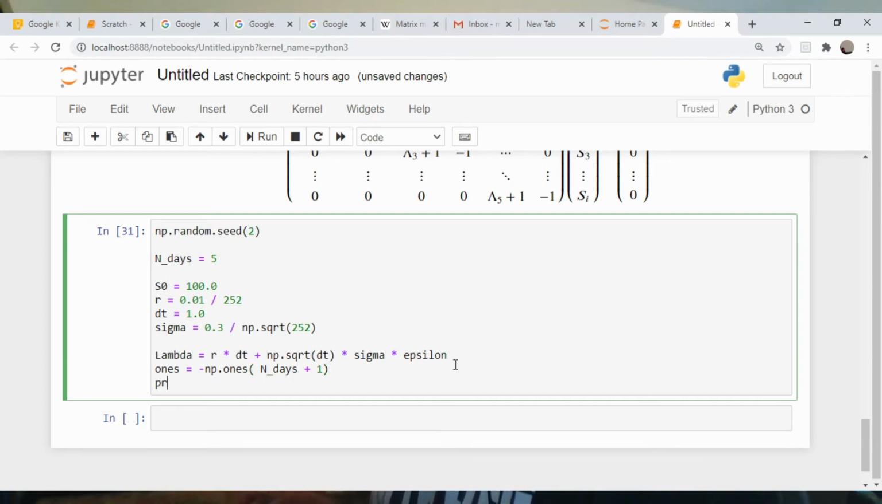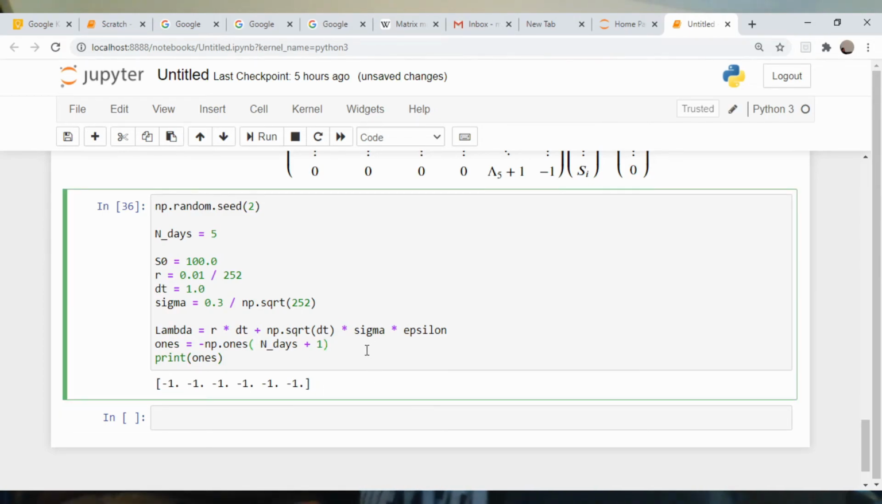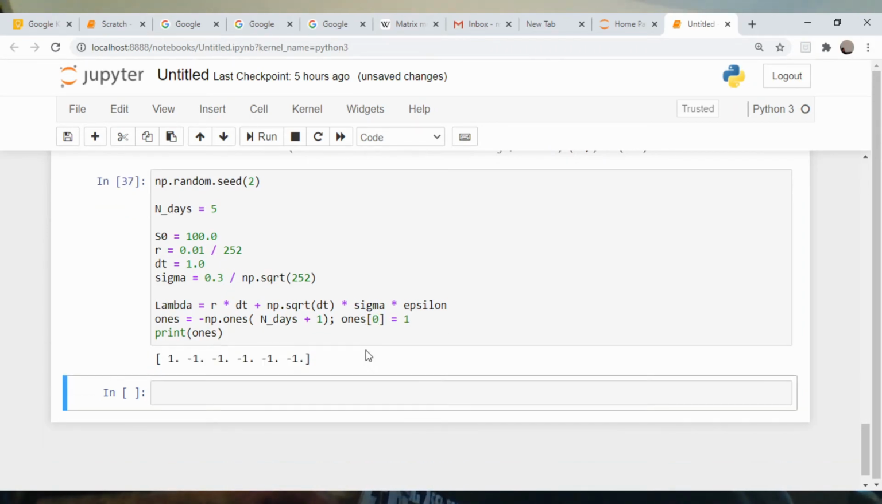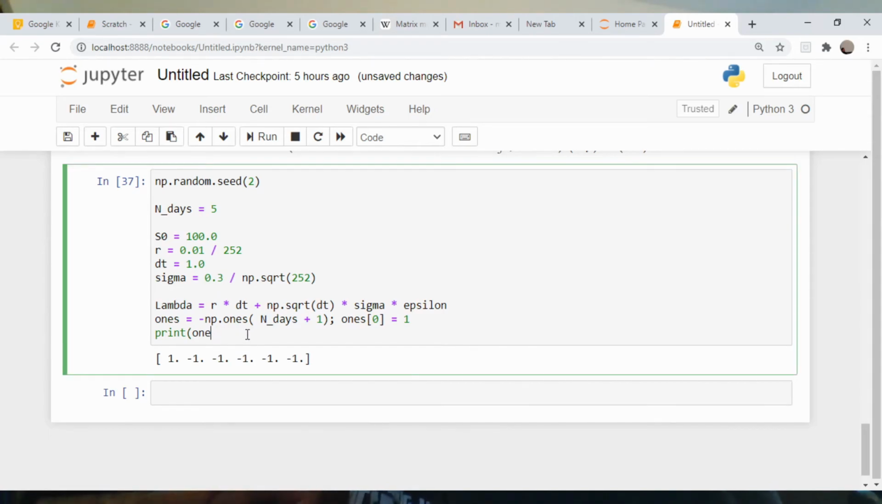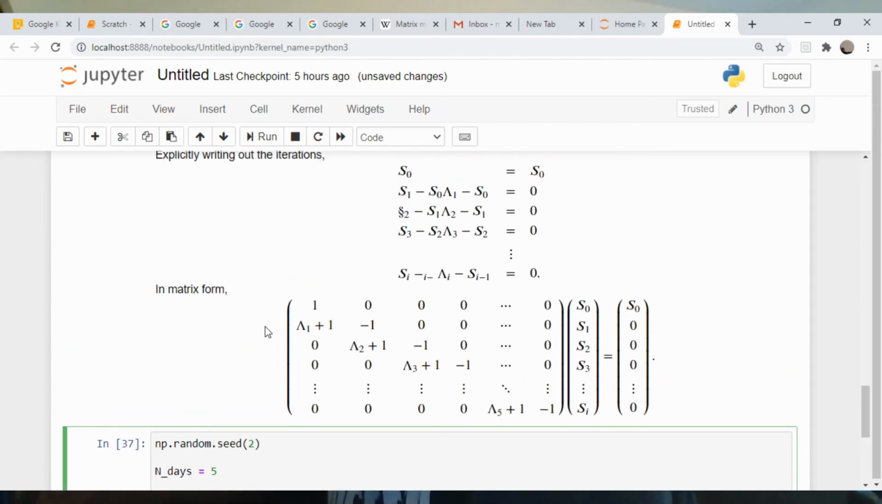Let's just print that out, print ones. Okay, so now we want this first element to be +1. So let's come back here, put a semicolon in and go ones, the 0th element thereof is equal to 1. That looks good. So let's get rid of this print statement, and now let's create this guy here, our lambda +1.